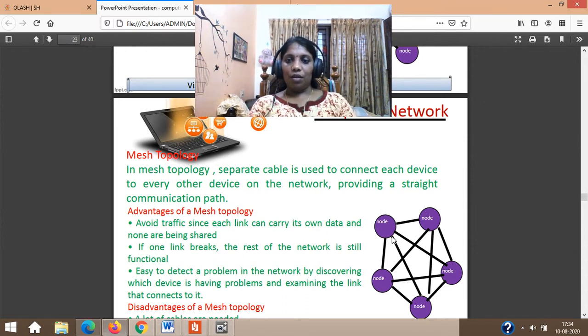No, it's like, see, the first node has a connection to all other nodes, the second node has a connection to all other nodes, the third has a connection to all. Easy to understand once you observe it in a better manner. So the best definition is given here: a separate cable is used to connect each device to every other device, or I will say every device in the network is interconnected to each other in the mesh topology. And what is the advantage?